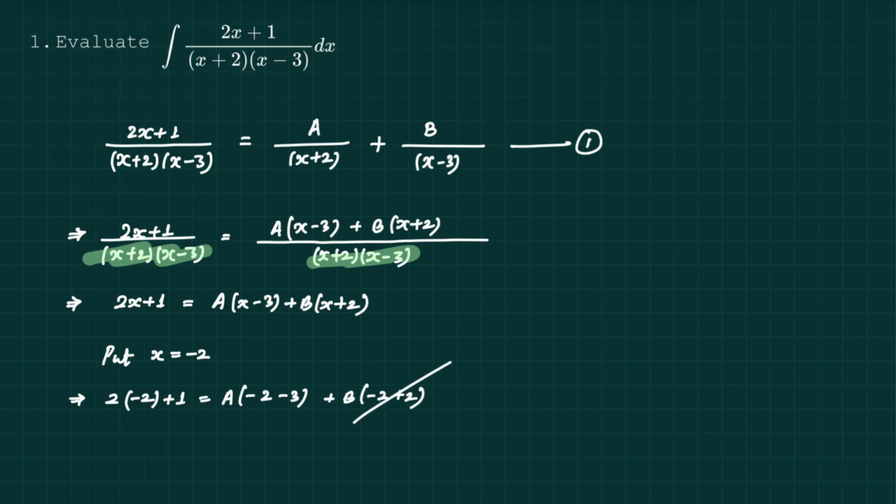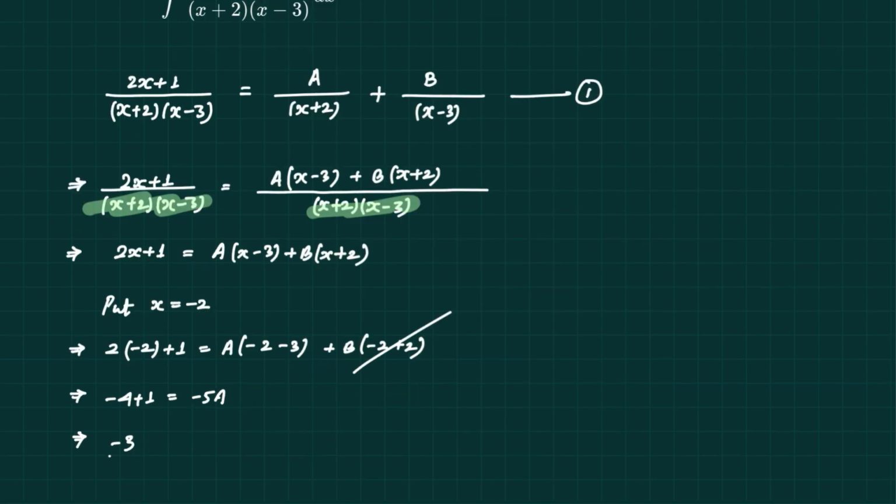So this part becomes 0. This implies -4 + 1 equals -2 minus 3, which is -5A. This implies -3 by -5 equals A. So the value of A is 3 by 5. Let me consider this equation as 2.